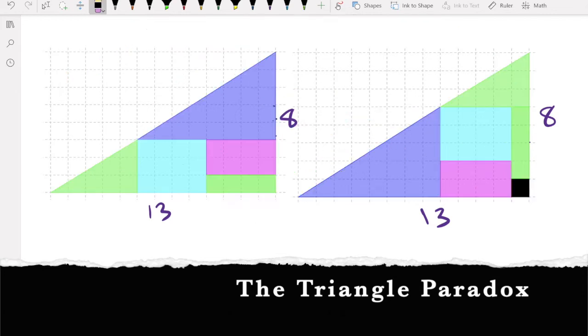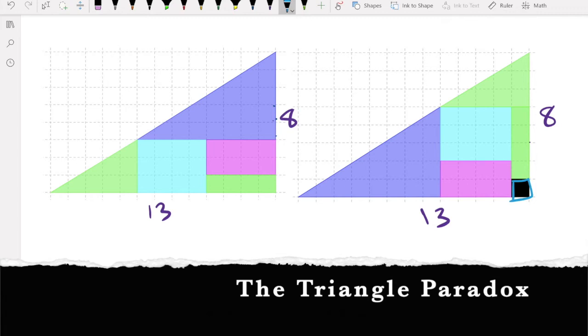How does this work? Now, it is true that two 90-degree right triangles should have the same area if they're both a 13 base and an 8 height. There's no reason that this one on the right here should have one extra area. It is a straight up paradox. What's going on here? What's going on?